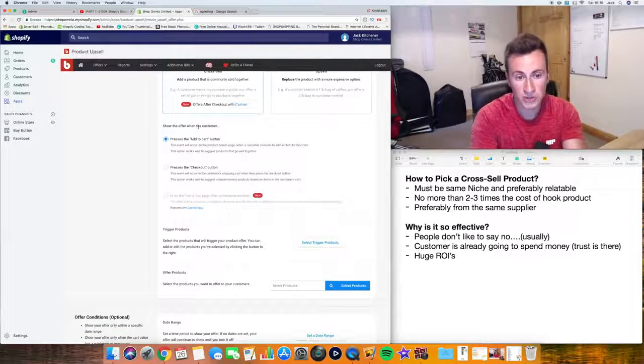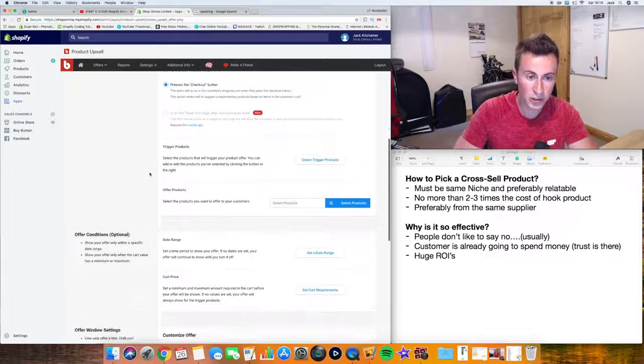Now, show the offer when the customer either presses the add to cart button or presses the checkout button. Feel free to experiment here, but from my experience, I get the best results from the checkout button, purely because when a customer hits that checkout button, they're in a different state of mind than when they hit the add to cart button. Anyone can click the add to cart button, but when they're clicking on that checkout button, then as I said before, those psychological barriers are broken down and they're prepared and ready to spend money, so they're more likely to say yes to your cross-sell.